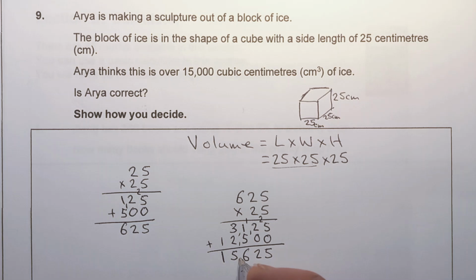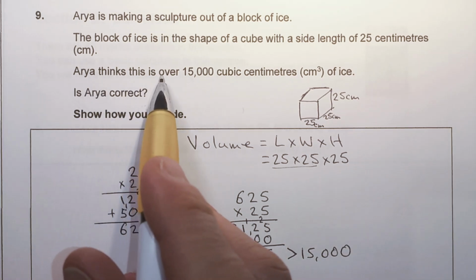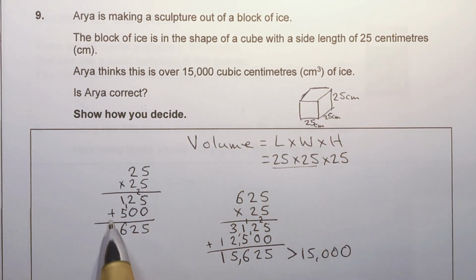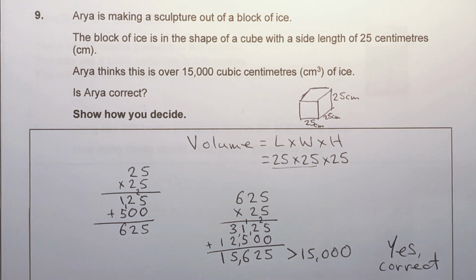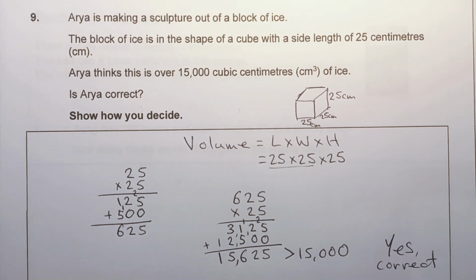So we get a total of 15,625, which is greater than 15,000. Aya thinks this is over 15,000 cubic centimetres of ice. Is Aya correct? Yes. They're correct. And that's the end of the non-calculator section.